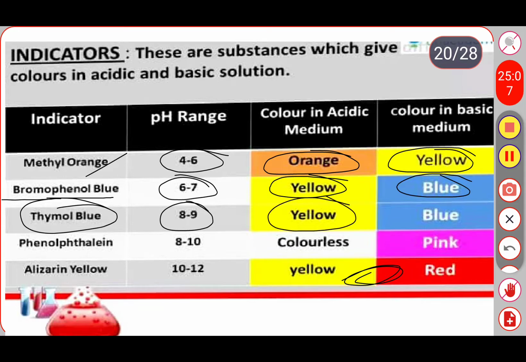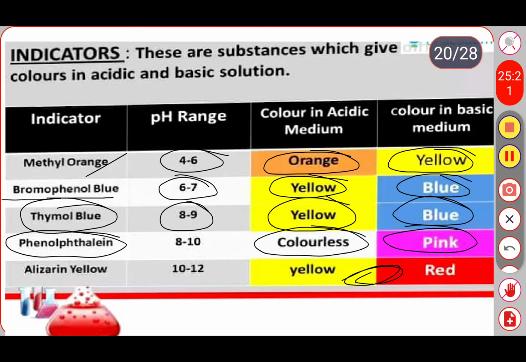Next one, phenolphthalein. We already know the color of this phenolphthalein. It is purely colorless in acidic solution and pink in basic solution, and the pH range of the phenolphthalein is 8 to 10. And last one is alizarin yellow. The pH range of this indicator is 10 to 12. It shows yellow color in acidic solution and red color in basic solution.